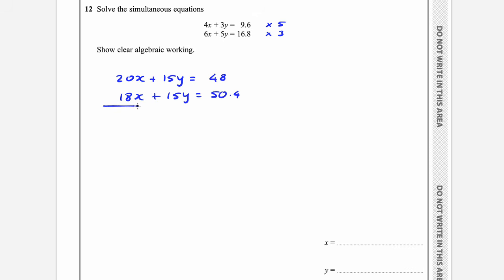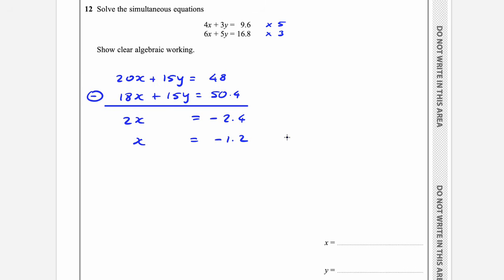Okay, now once my y's are the same, I do same sign subtract. So the signs are the same, so I subtract everything. 20 minus 18 is 2, that's 2x. 15 minus 15 is 0, so that disappears. And 48 minus 50.4, use your calculator if you want, guys, but it's negative 2.4. X is therefore this divided by 2, which is negative 1.2. So x is negative 1.2.